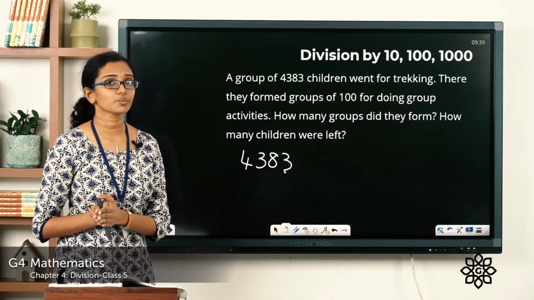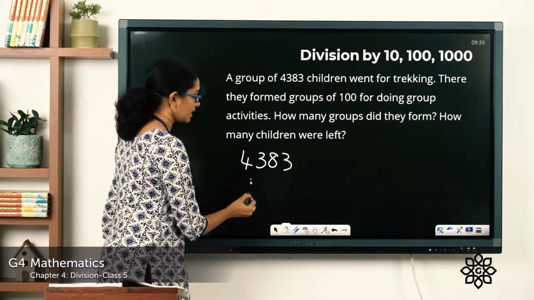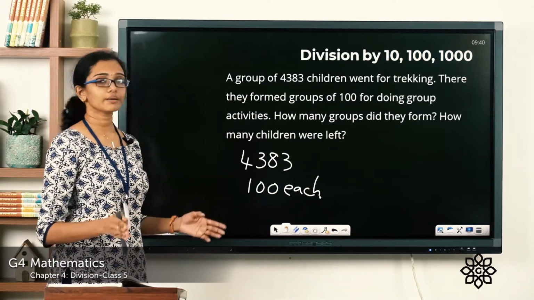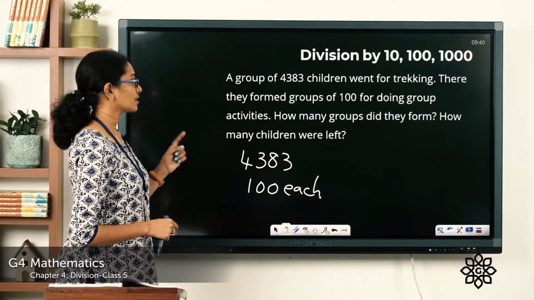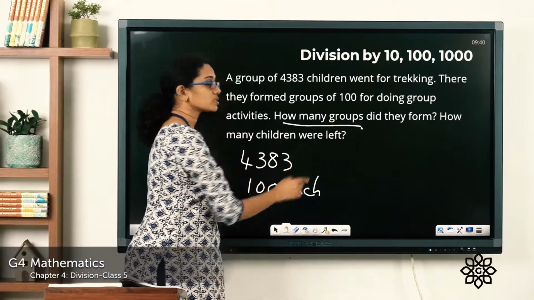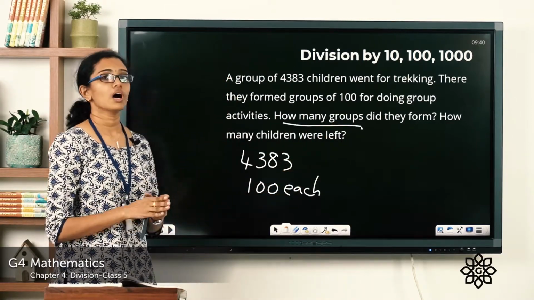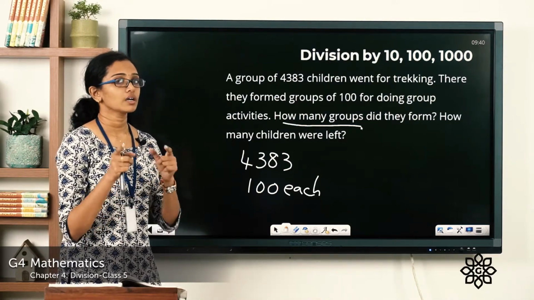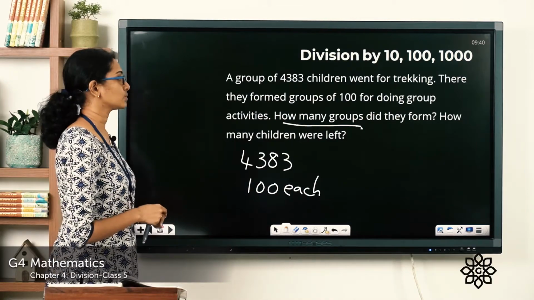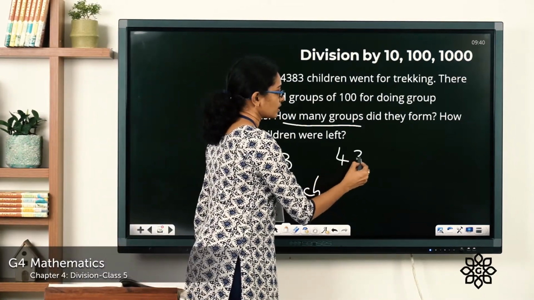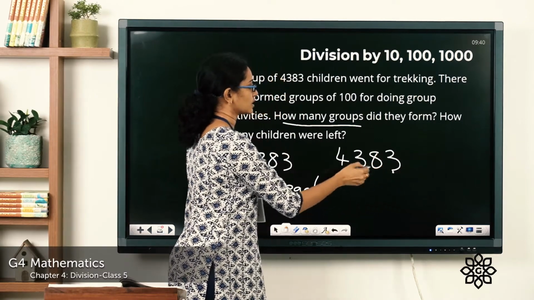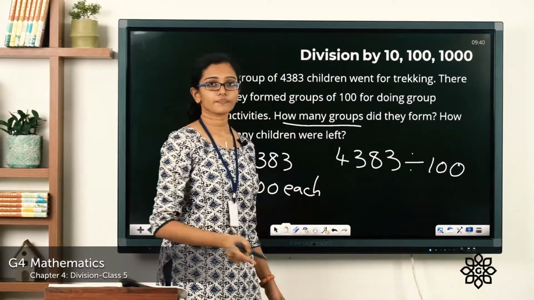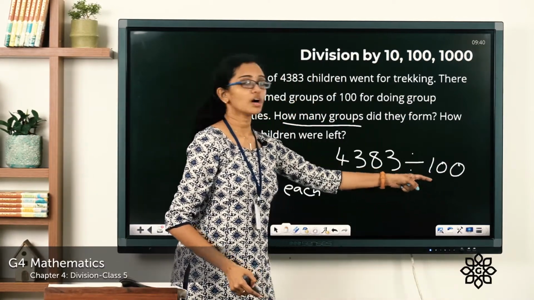How many children were there in each group? There were 100 children in each group. They divided themselves into groups to form group activities. We are asked to find out how many groups they formed, and also after grouping, how many children were left. How many children were left standing without being part of any group. So how can we do that? Actually, what do we have to find out? We have to find out this: 4,383 divided by 100. How these many children were divided into groups of 100 children each.